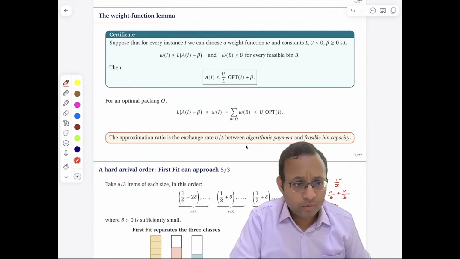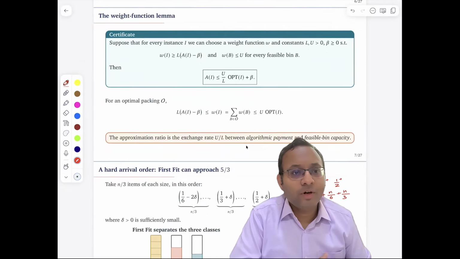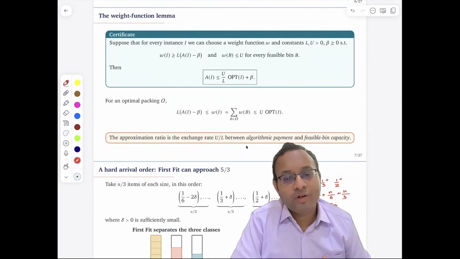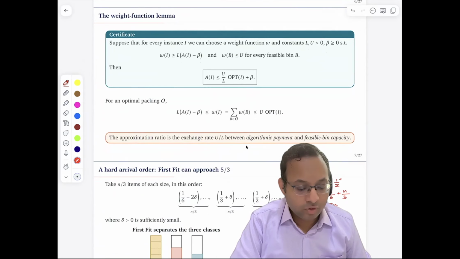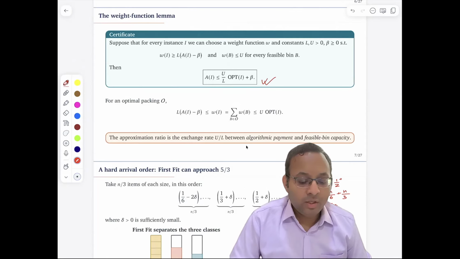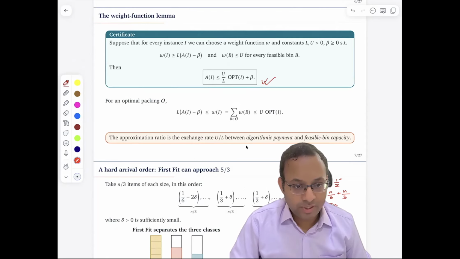This is a more formal proof. Suppose that for every instance I, we can choose a weight function W and some constants L, U, and beta, such that WI is more than L times AI minus beta, except for some small constant number of bins. Other bins in the algorithm on average have good weight. And then we show that every feasible bin is upper bounded by U, then we get a U by L approximation guarantee, ignoring the constant.